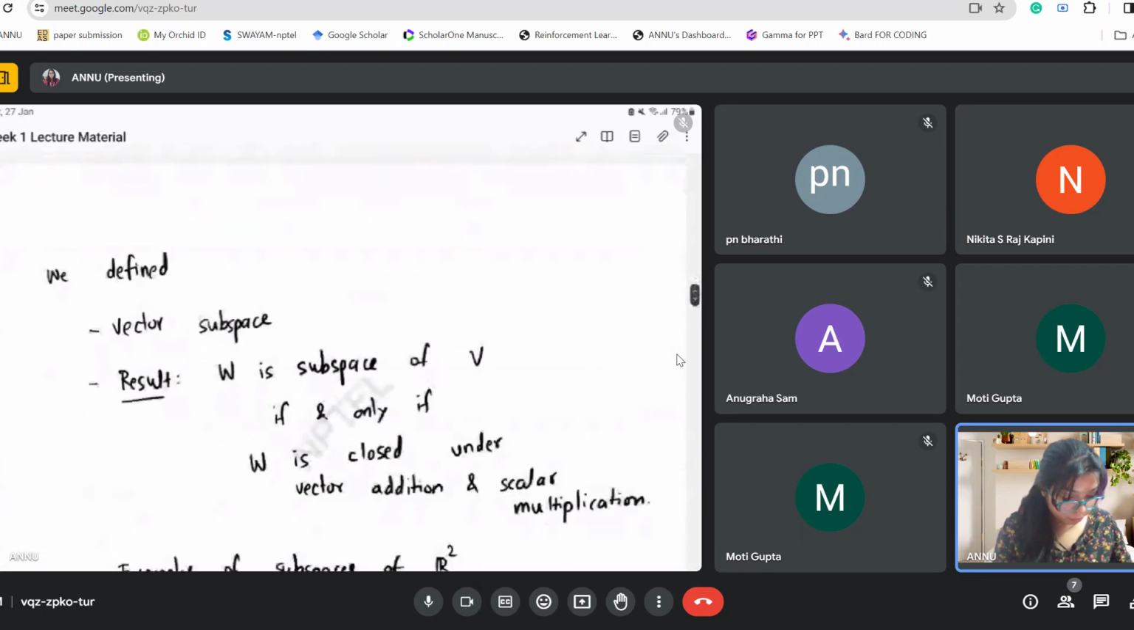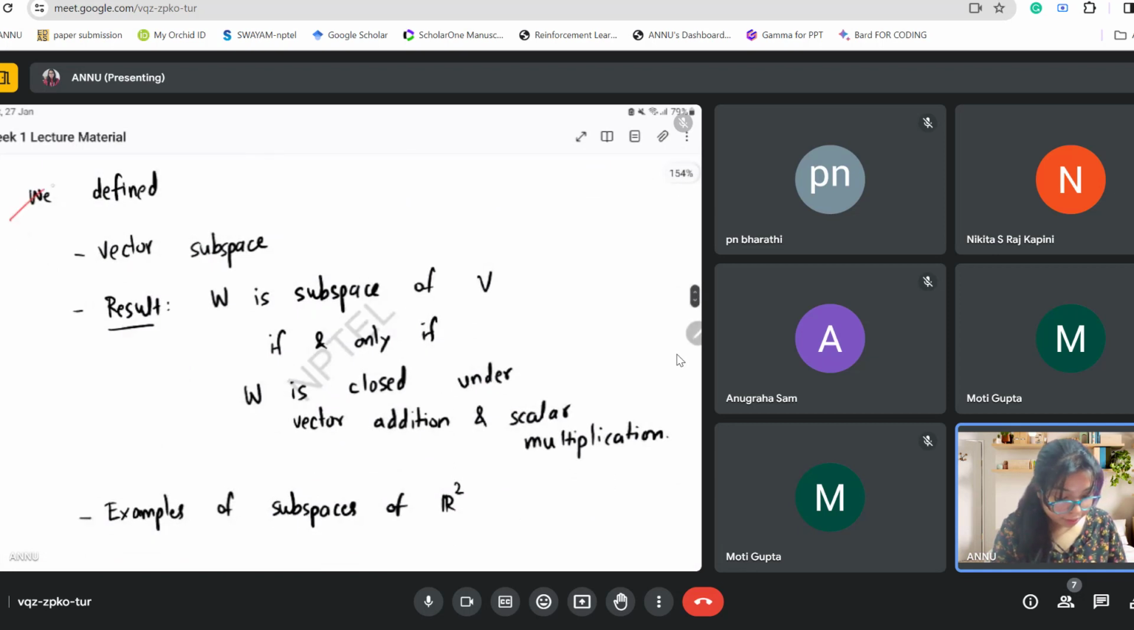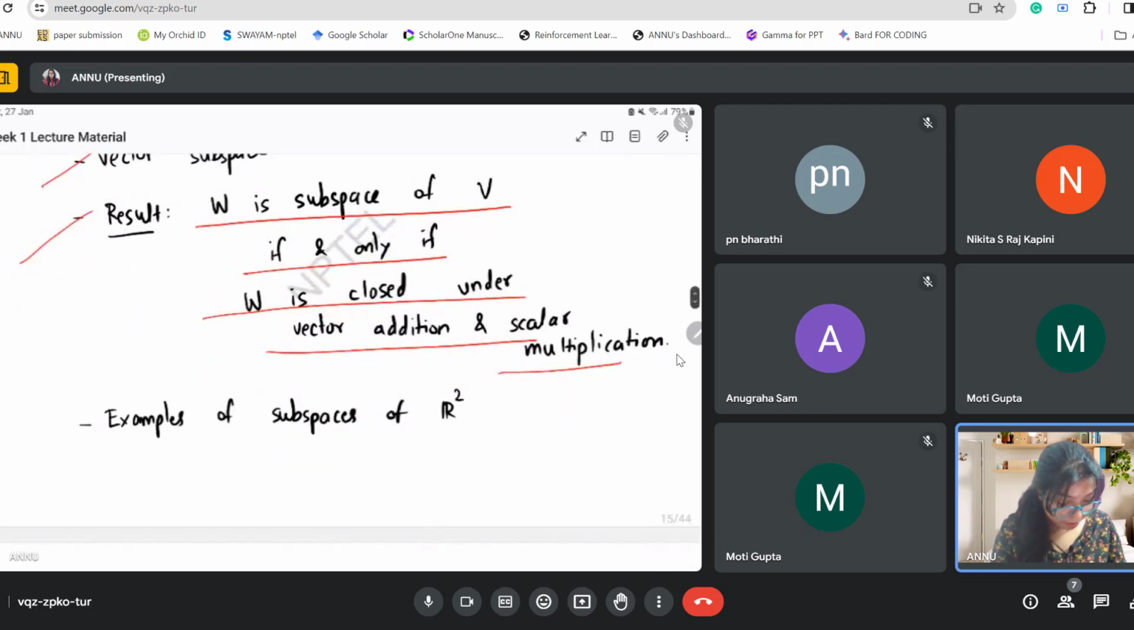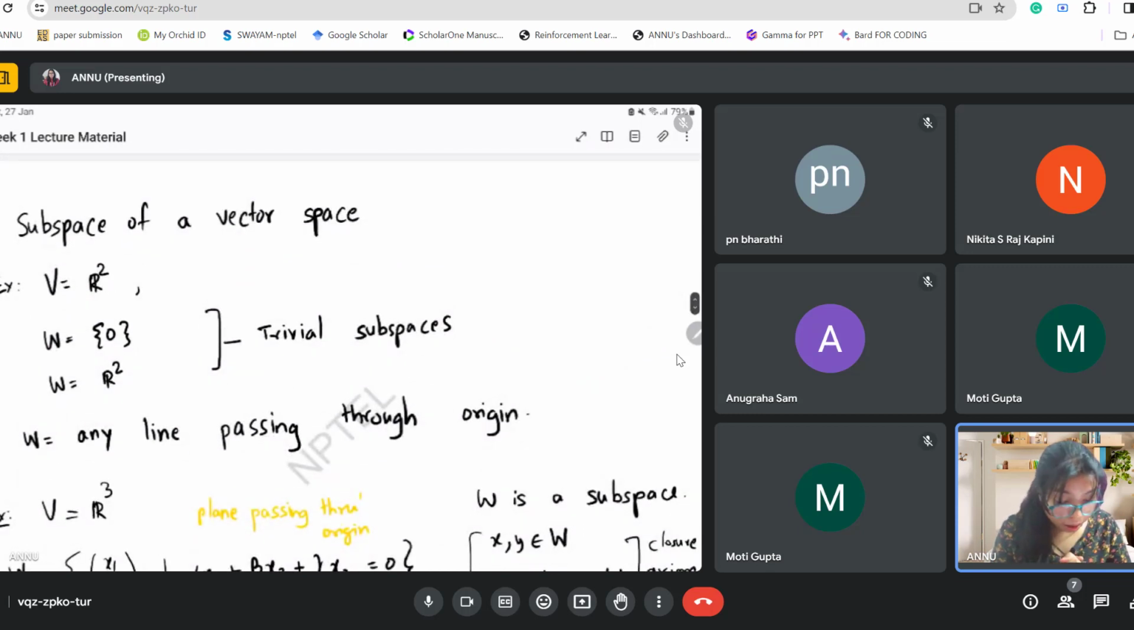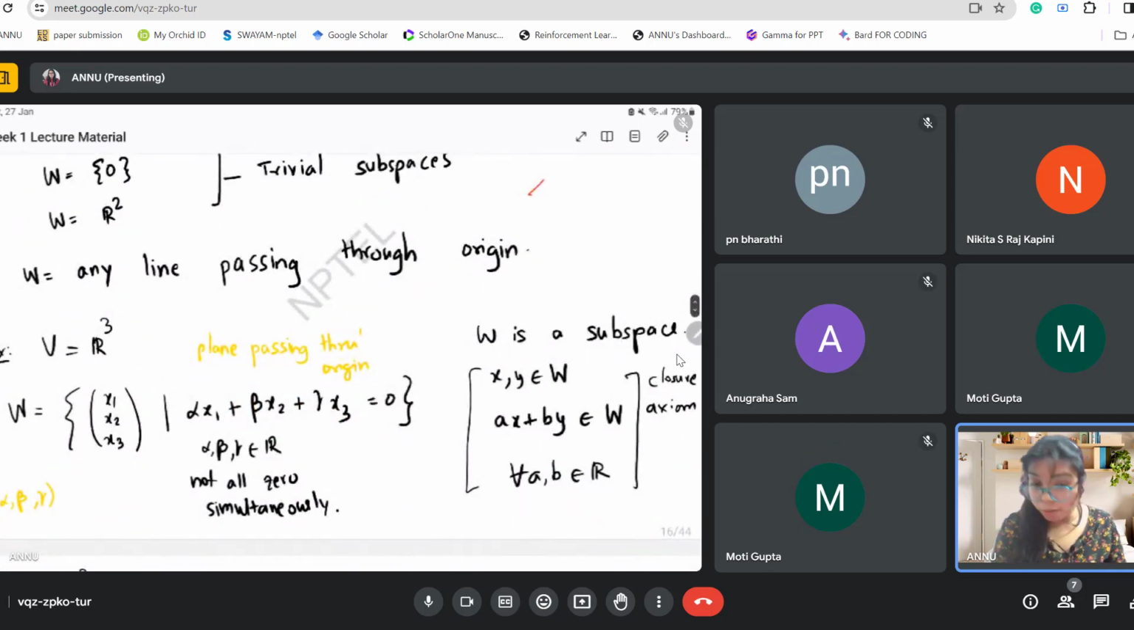Okay, so we defined vector subspace. Result: W is a subspace if and only if it follows this property. We also defined examples of subspaces of R. Next thing, the subspaces we have seen. Similarly, this will also go for 3D. I'll not get into it.